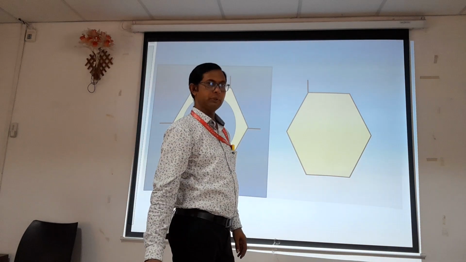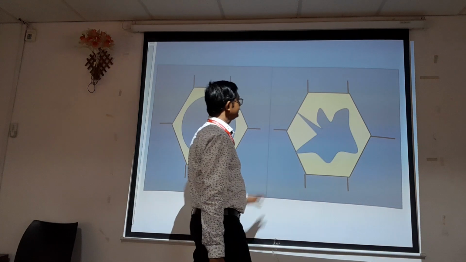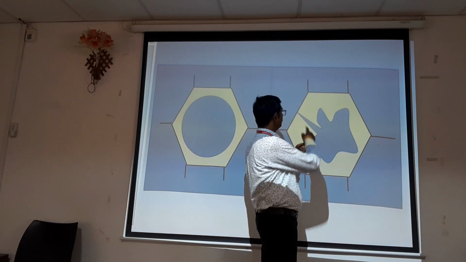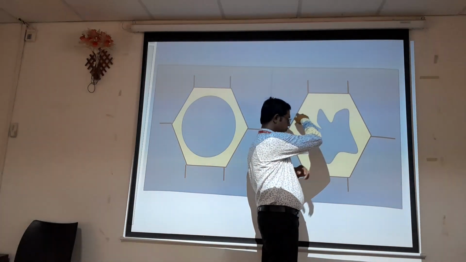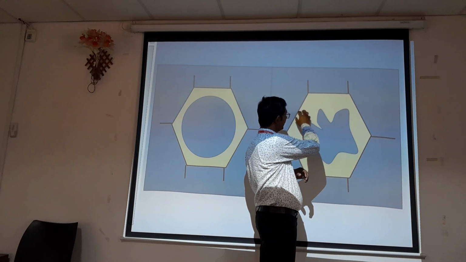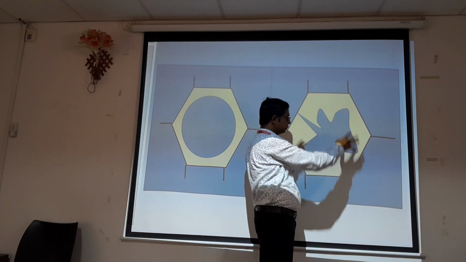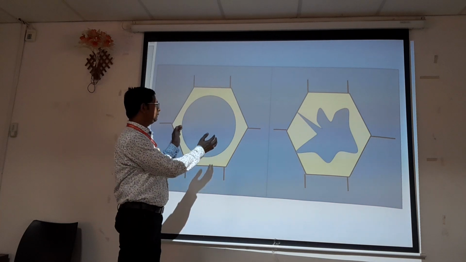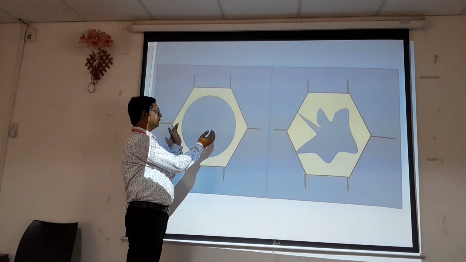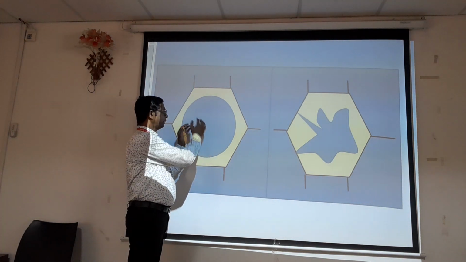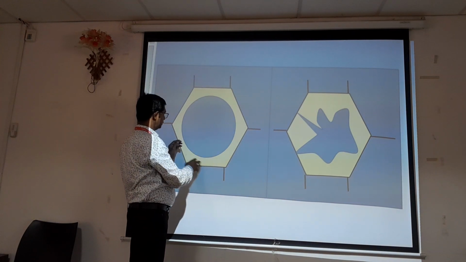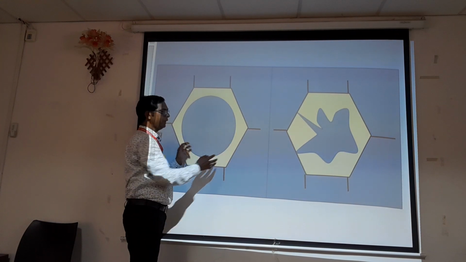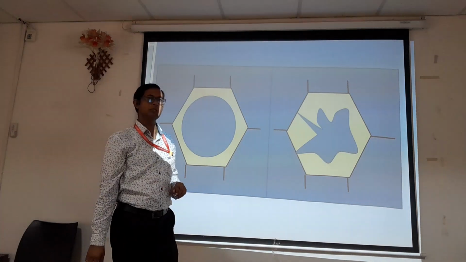On the other hand, you can see a cell with the cytoplasm which has attachment. Here you can see the attachment of the cytoplasm to the cell wall or cell membrane. Here the cytoplasm is totally displaced, or we can say it doesn't have any connection with the cell membrane or cell wall.